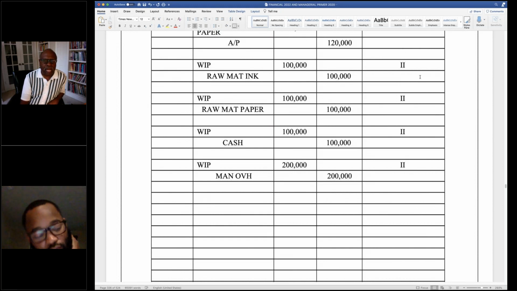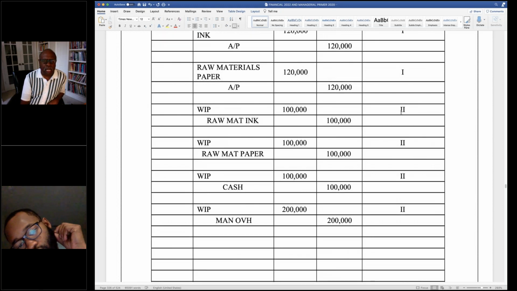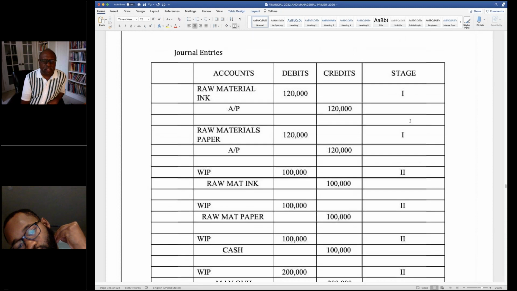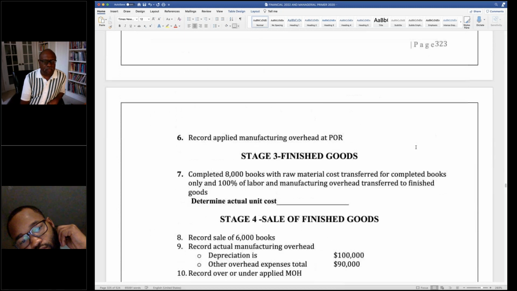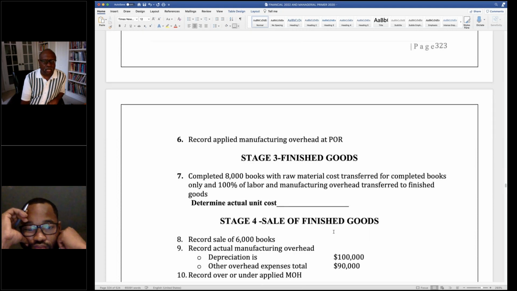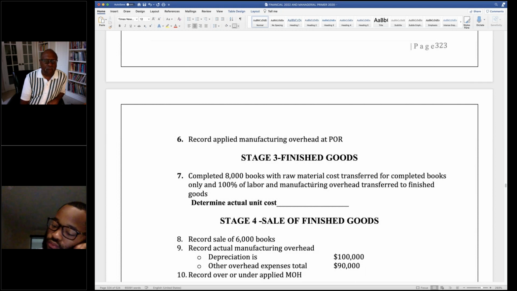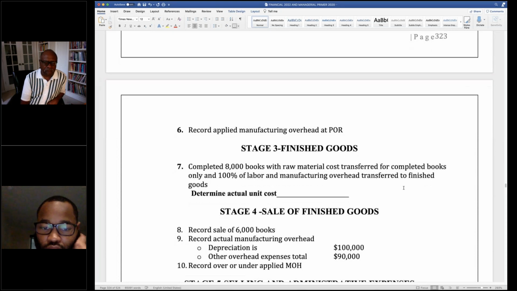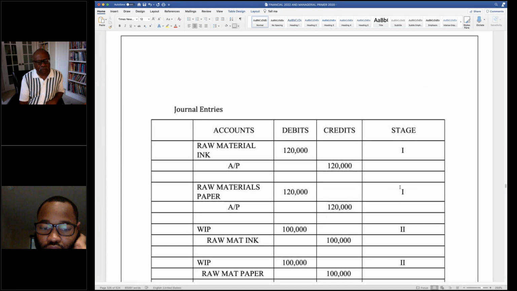Okay, so now we have all of our steps finished for step 2. Now we go to step 3. Stage 3, finished goods, completed 8,000 books. See, we didn't complete 10,000, we completed 8,000. With the raw materials cost transferred for completed books only, and 100% of the labor and manufacturing overhead transferred to finished goods.